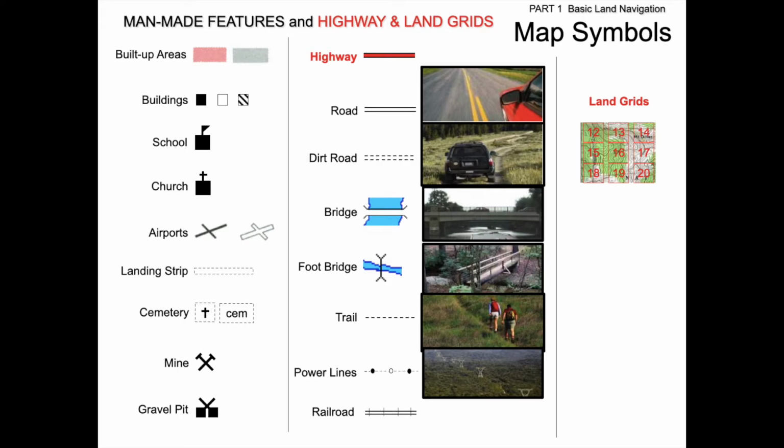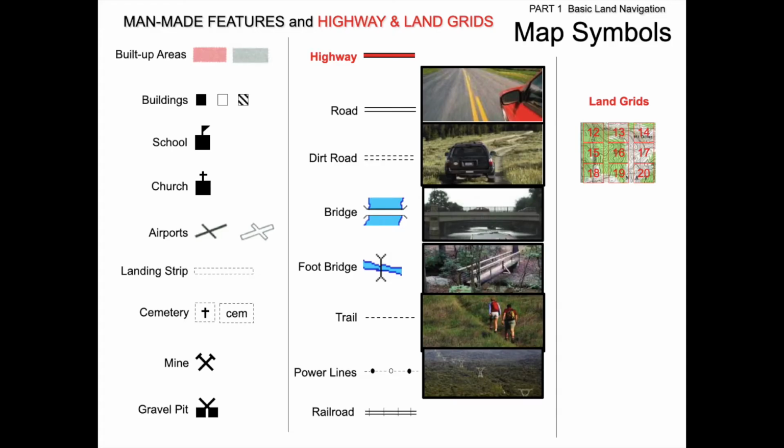Gravel pit. You've got highways. They're nice and bold to let you know they're hardballs. Road. Again, solid lines. Dirt road, i.e. possibly overgrown with hint of tire tracks. We've got a bridge, footbridge, which again, sometimes there, sometimes not. Things change. Trails, definitely never there. Just kidding. Sometimes maps are well marked.